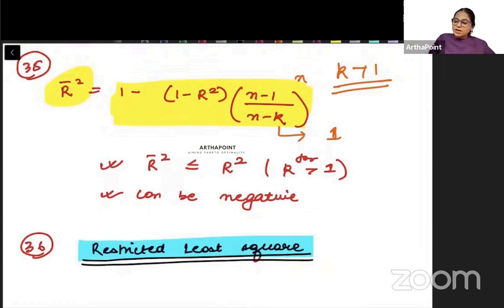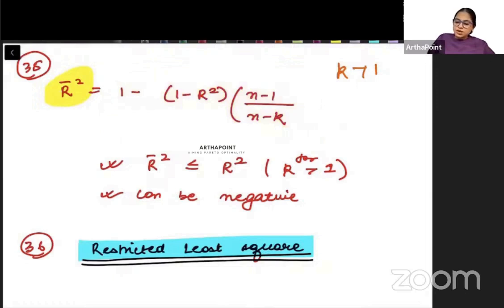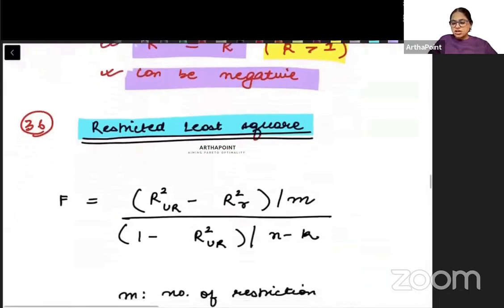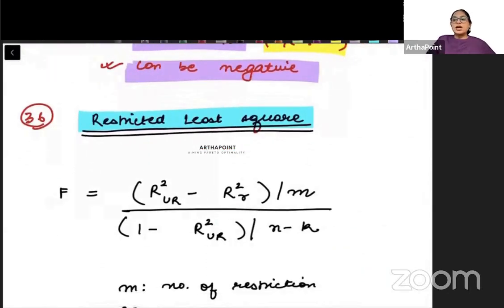But if the number of parameters is more than 1, अगर k greater than 1 है, then remember that adjusted R square will always be less than or equal to R square. Also remember that adjusted R square can be negative. Adjusted R square negative भी हो सकता है. It can also be negative.